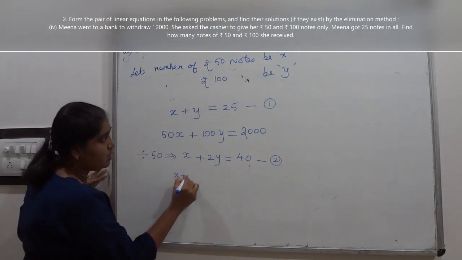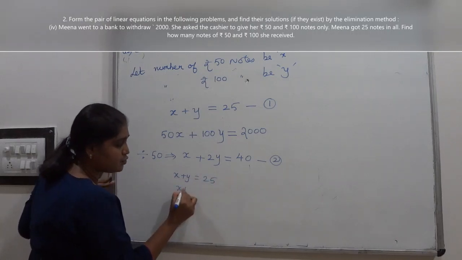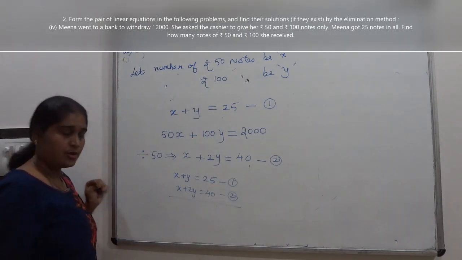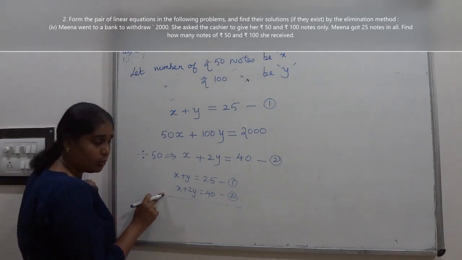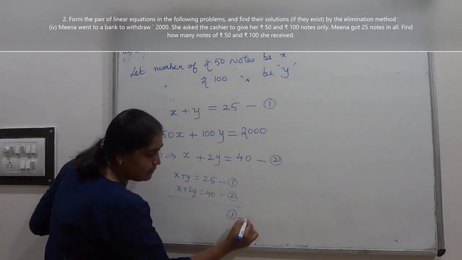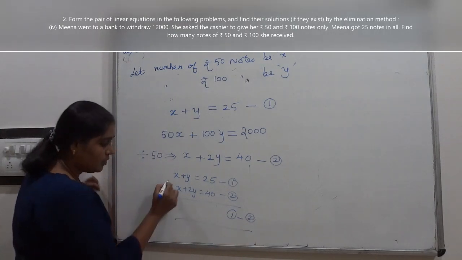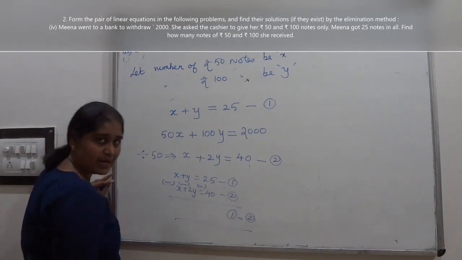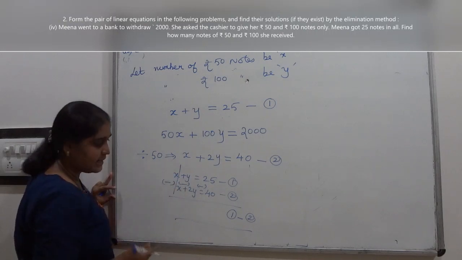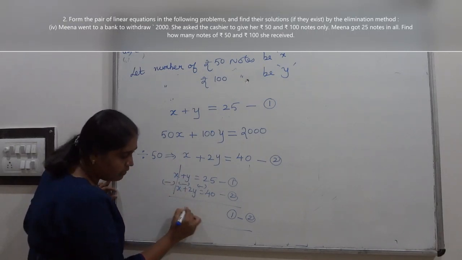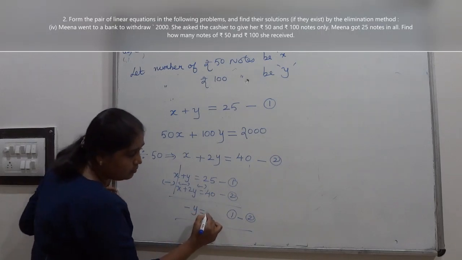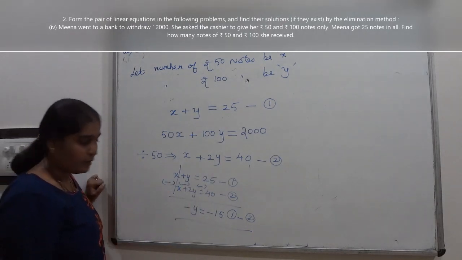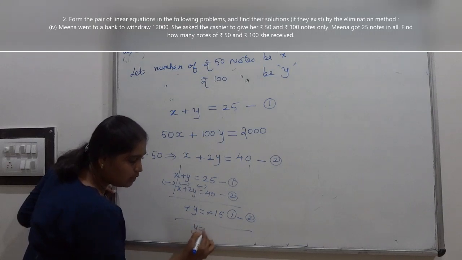Check. x plus y equals 25, x plus 2y equals 40. See? Check the coefficient of x or y anyway. Coefficient is 1 on both sides of x. So we can subtract these two equations, 1 minus 2. So change the sign of the second equation, because the second equation is subtracted from 1. That's why. Plus x minus x is cancelled. Plus y minus 2y gives minus y, which is equal to minus, 40 minus 25, that is minus 15. Minus minus cancel. So y equals 15.